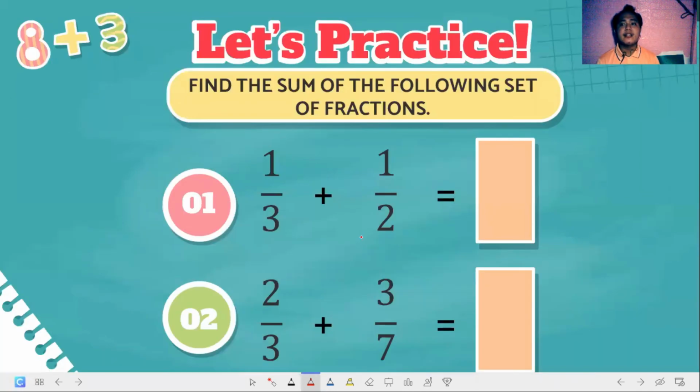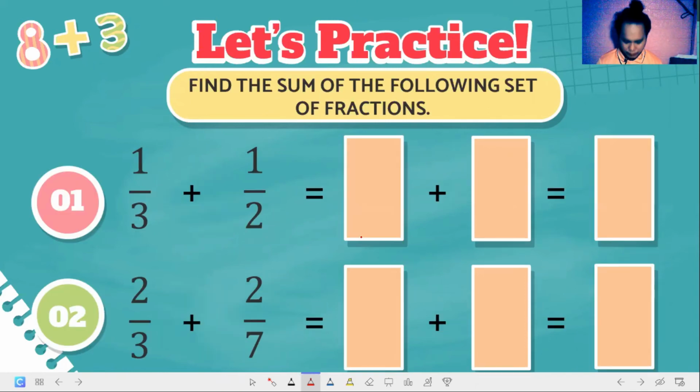So let's practice. Find the sum of the following set of fractions. There are 2 items. You have to do that in your papers. I will give you 5 minutes to answer these 2 items. Timer starts now. All right. All of you are already done. Now let's answer the 2 items.